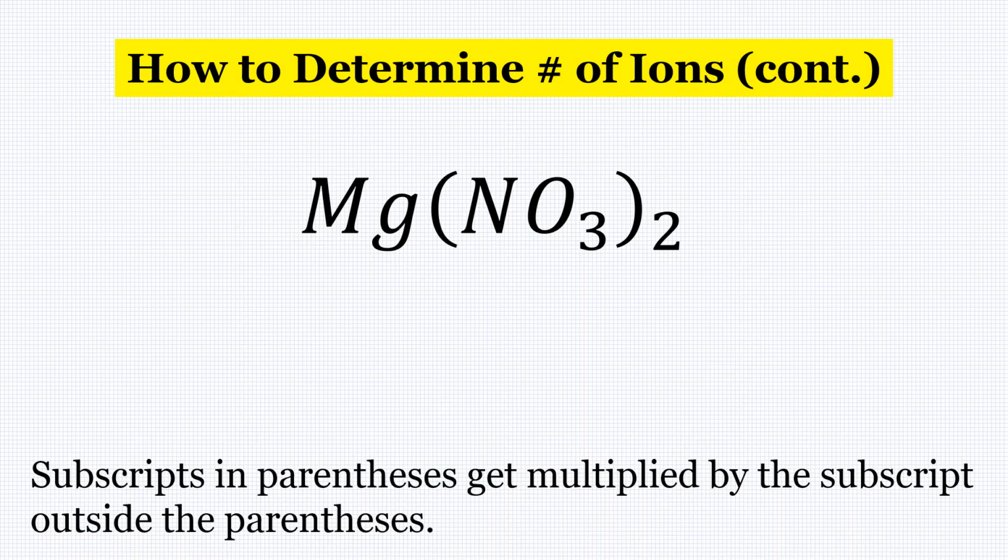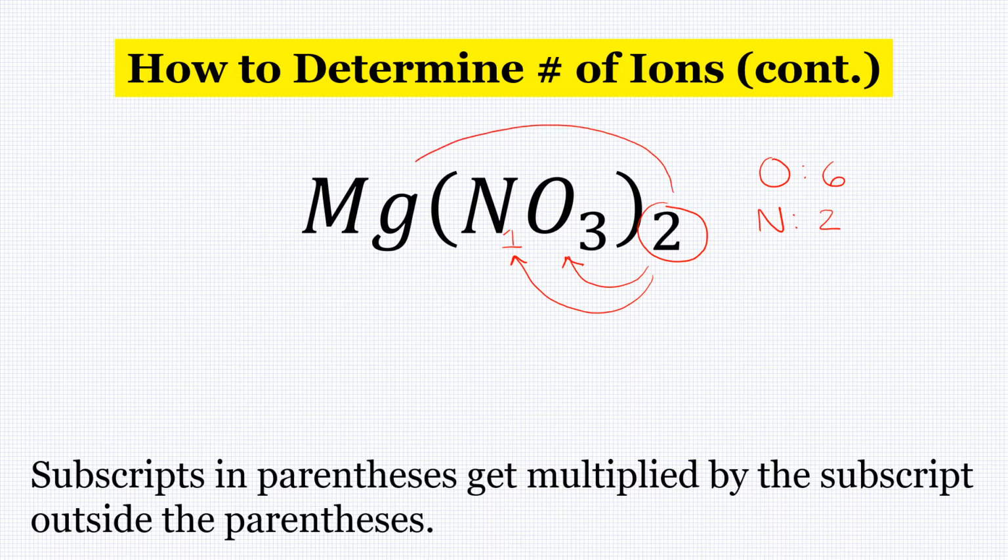Subscripts in parentheses get multiplied by the subscript outside the parentheses. So we have a 2 here outside the parentheses, so that 2 would multiply with the 3 here, so we have a total of 6 oxygens. The nitrogens have an imaginary 1 here, and that 2 would also multiply by the 1, so we would have 2 nitrogens here. This 2 does not multiply with the magnesium here.